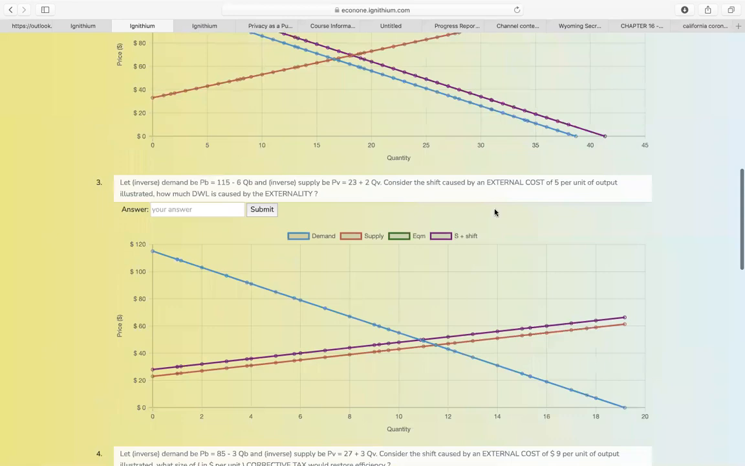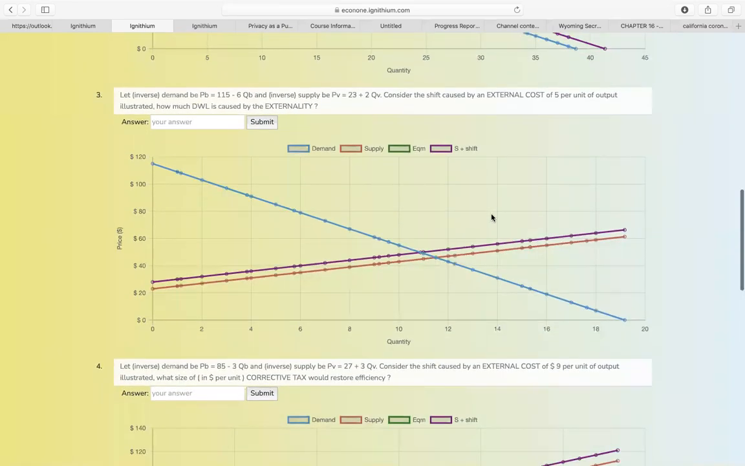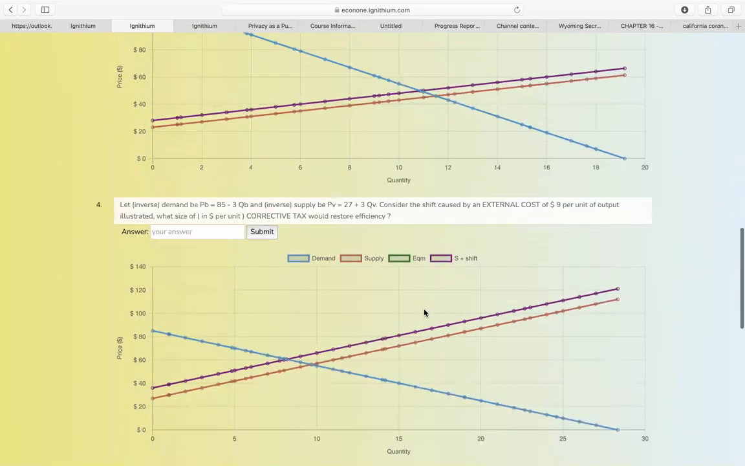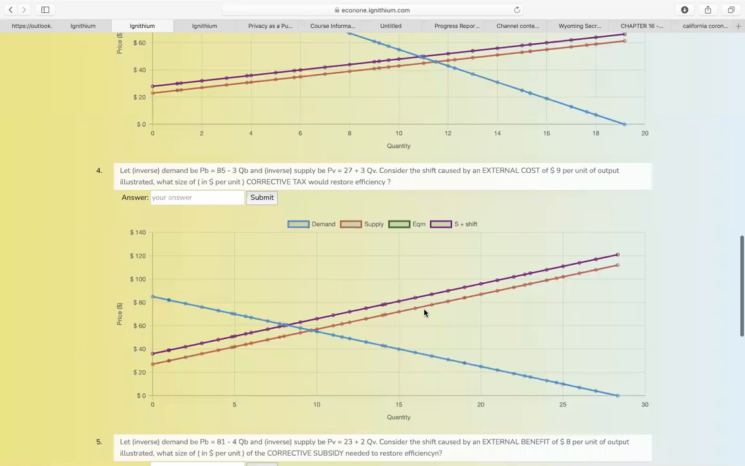And so let's see, the external cost of 5. Oh, what's the deadweight loss? Okay, so here's again a deadweight loss one. And this is where you want to be careful because the triangle here is really small and you have to kind of draw it on your own because there's not a point associated with it on the red supply curve. Okay. And let's see.